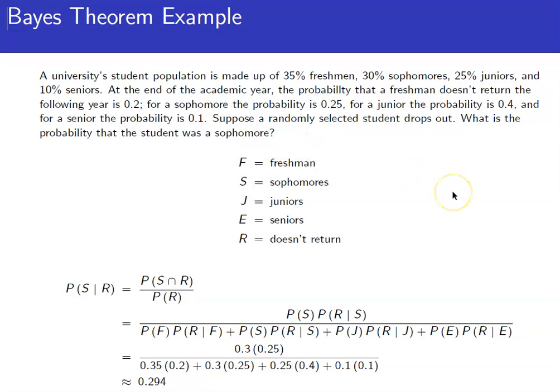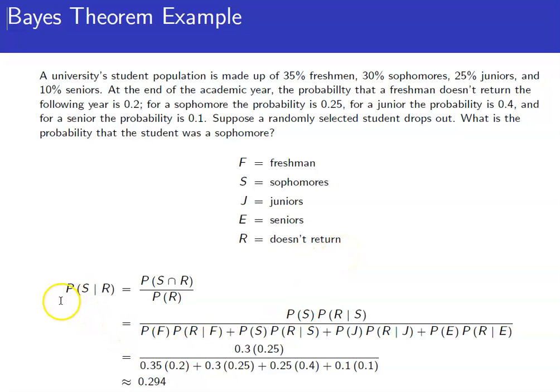Let's suppose that we randomly select a student and know that that student drops out or does not return. What is the probability that that student was a sophomore? Again, in the prior year. So let's just, for simplifying the notation here, say F is freshmen, S is sophomores, J is juniors, E is seniors, and R represents does not return.